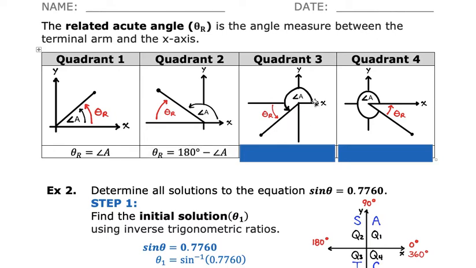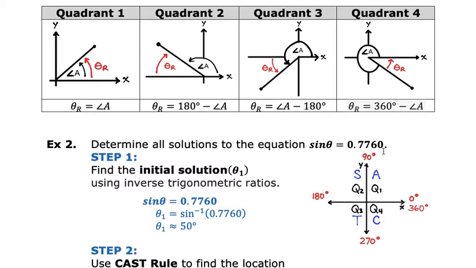Similarly, if we're given angle A in quadrant 3, and we're looking for the distance between the terminal arm and the x-axis, simply take angle A and subtract the straight line, which is 180 degrees, and the difference is the remaining component, the related acute angle. Lastly, if we have a terminal arm in quadrant 4, we can take the full 360 degrees, and if we're given A, subtract the value of A, and the remaining component is the related acute angle. So let's apply this.